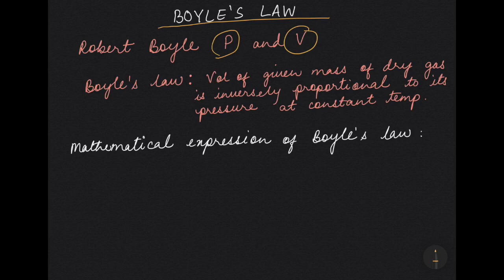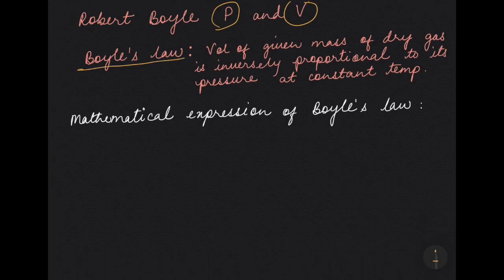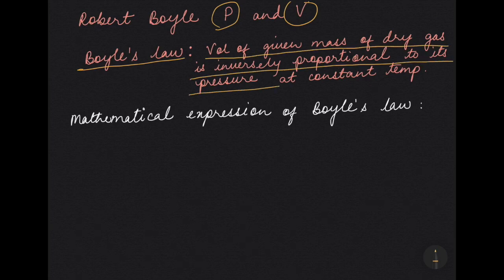So he described this behavior in the form of a law which is known as Boyle's law, which states that volume of a given mass of dry gas is inversely proportional to its pressure at constant temperature. That means if the pressure is increased, the volume decreases. If the pressure is decreased, the volume increases.